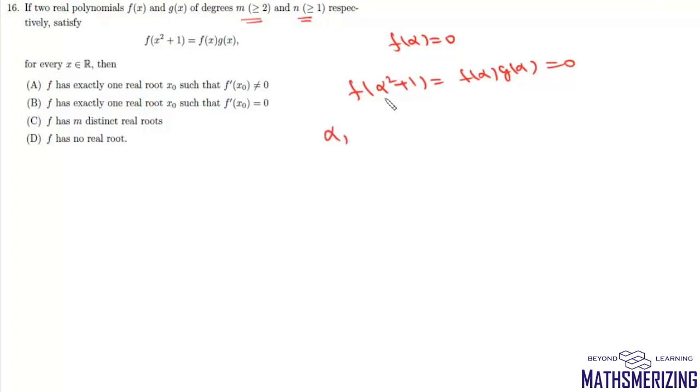So if alpha is one of the roots, then alpha square plus 1 will be another root, and we know that alpha square plus 1 will always be greater than alpha.